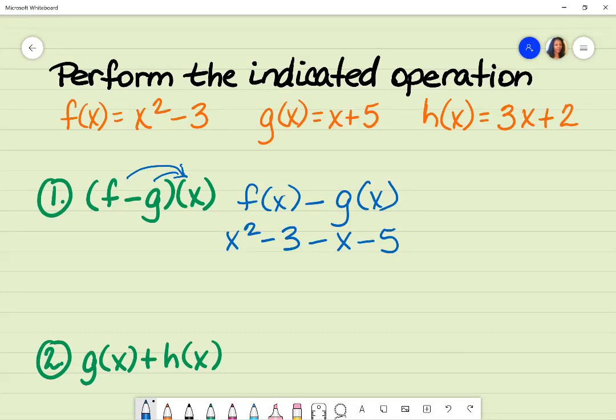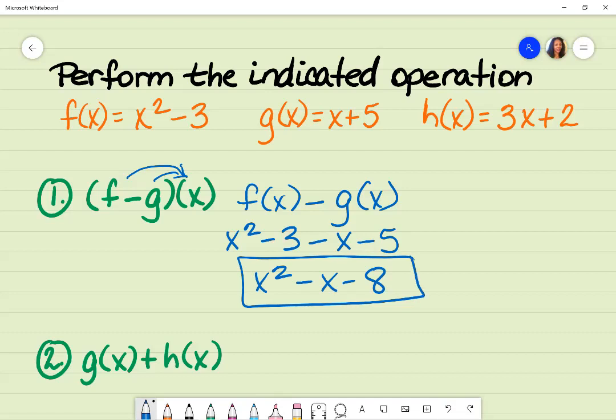And now simplify. I have x squared minus x, and I can combine the negative 3 and the negative 5. Signs are the same, so that means you're adding and taking that sign. And this is your final answer, and it's already in standard form.